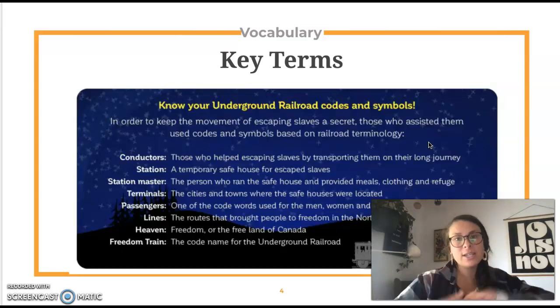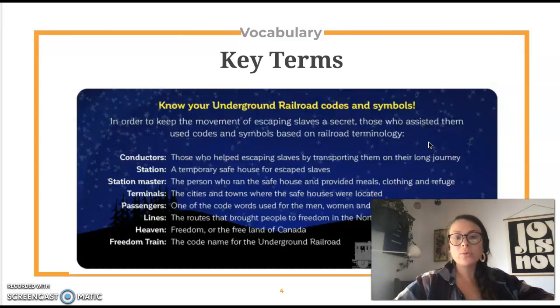A station was a home that maybe had a secret room or a secret hideout spot for escaped slaves to hide. A station master was the individual who ran this home and provided meals, clothing, and refuge, which means safety. So the road itself and the path and journey was very dangerous. These people were escaping in dangerous conditions and their lives were at risk. So when they got to a station, the station master would make sure that these people were able to just have a nice night of sleep and just rest a little bit before continuing a very dangerous journey.